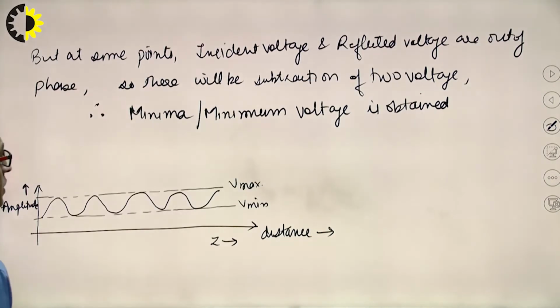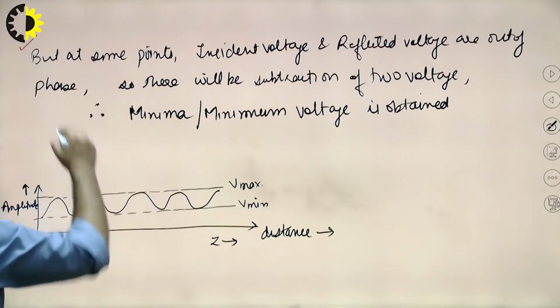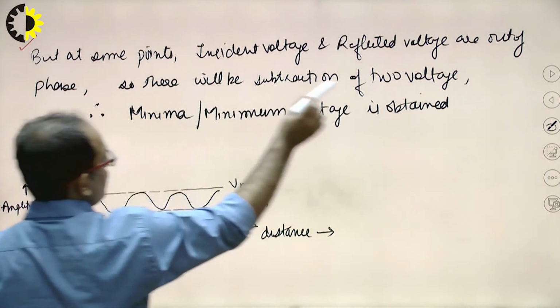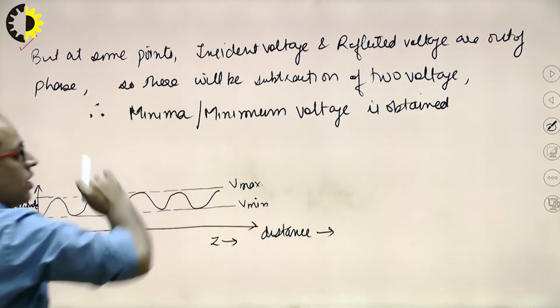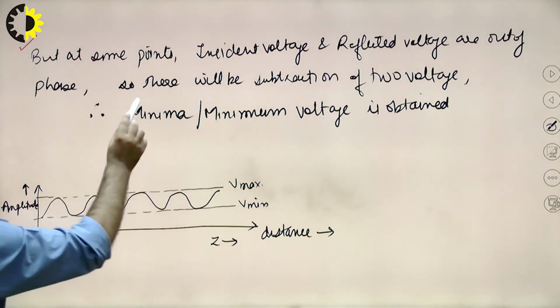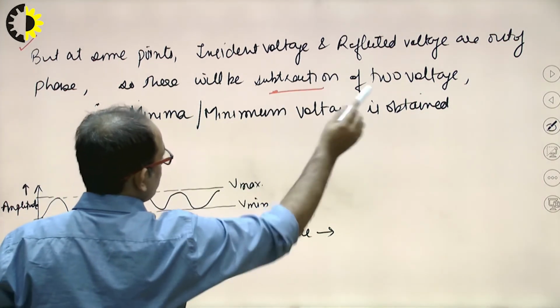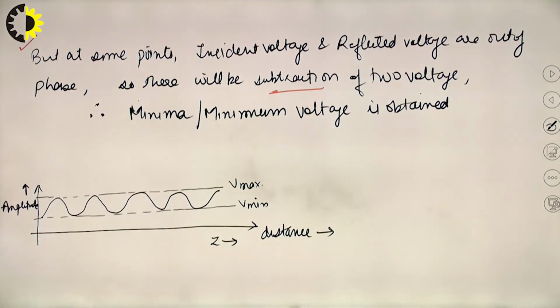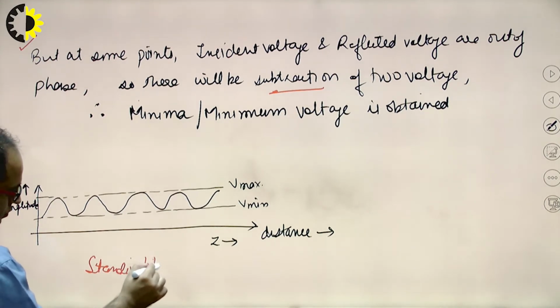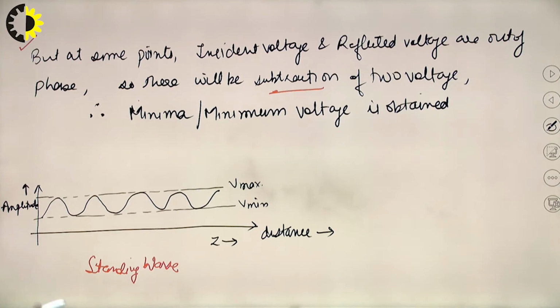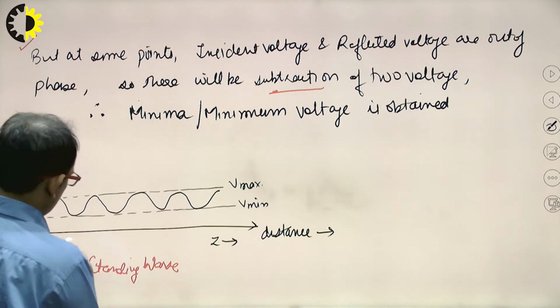Clear? Now at some other points, the incident voltage and reflected voltage will be out of phase. So there will be a subtraction of the two voltages. At that point, the minimum voltage will be obtained. So this one will be the standing wave. You will see here, this is the amplitude and this is Z along the transmission line.